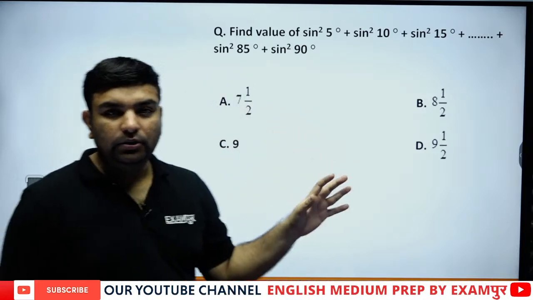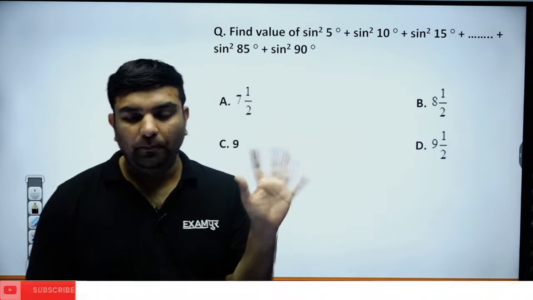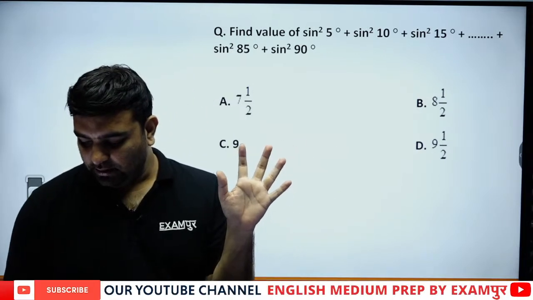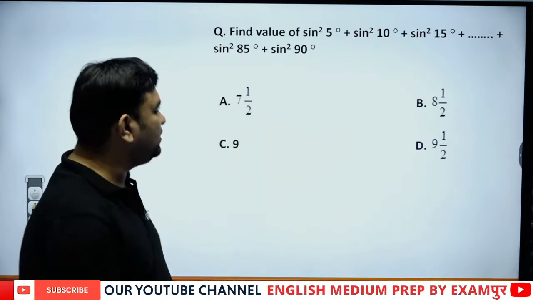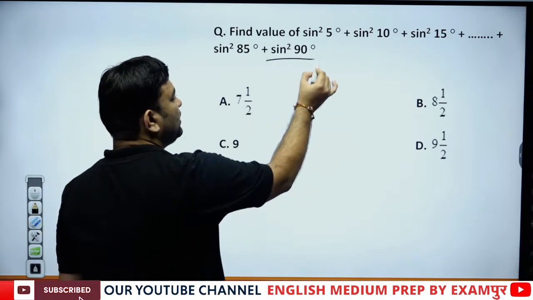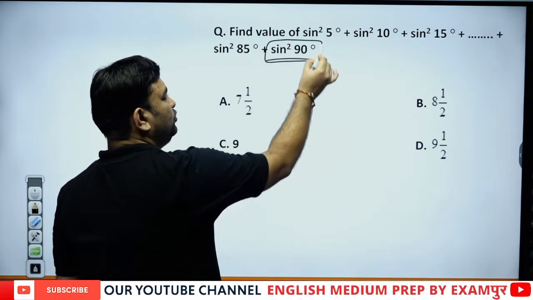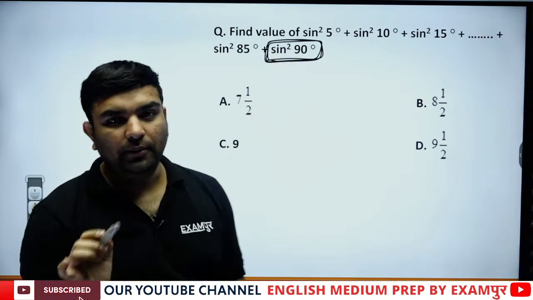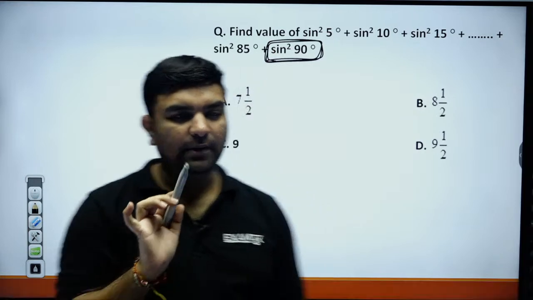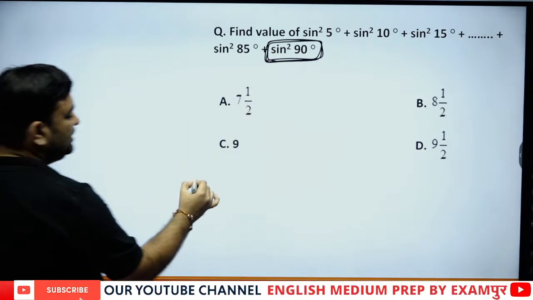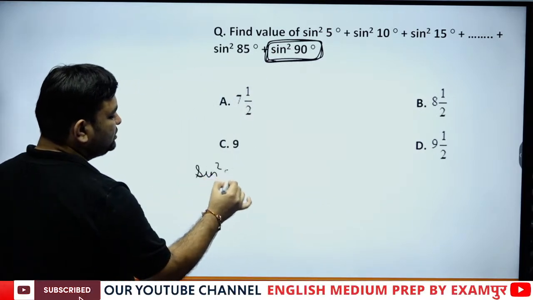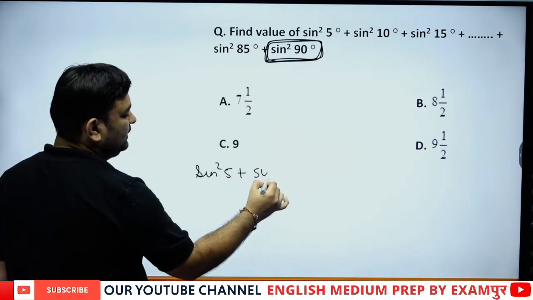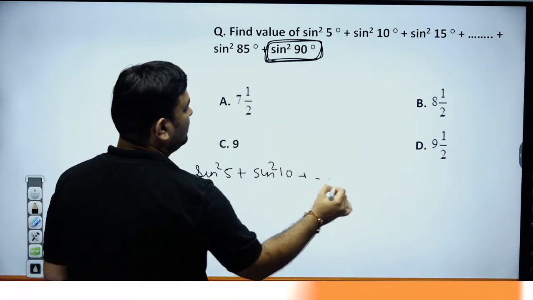Guys, you know 90 is not forming complementary with anyone. So you can keep it aside. For you, the question is only from 5, 10, then 85.